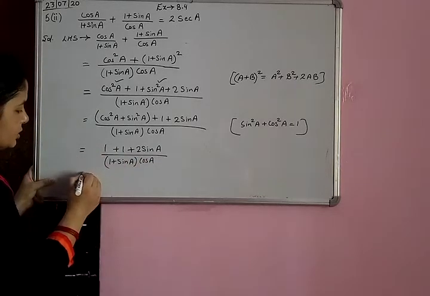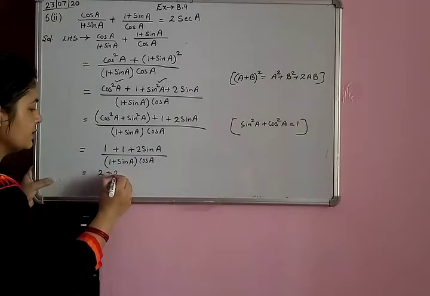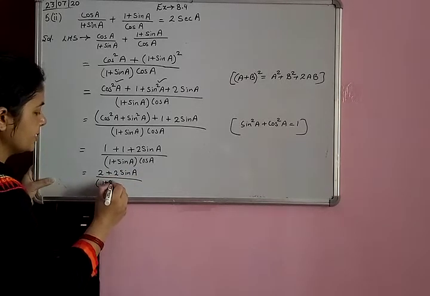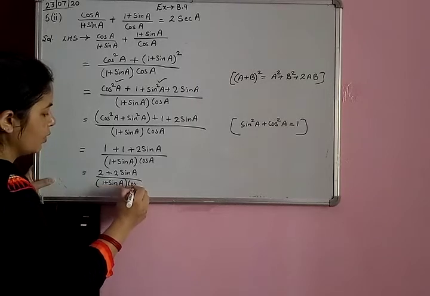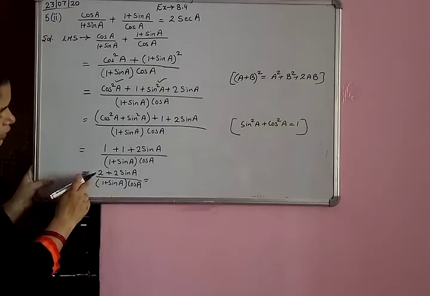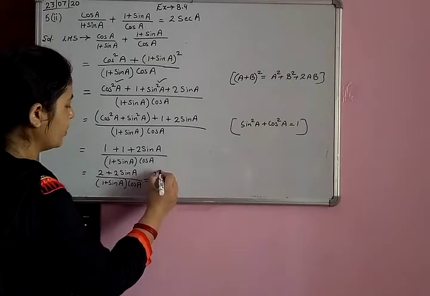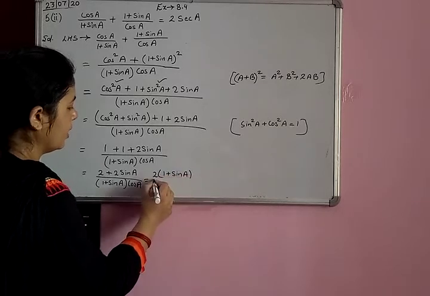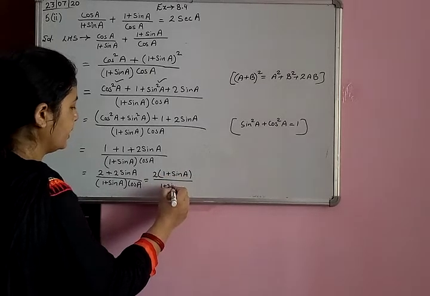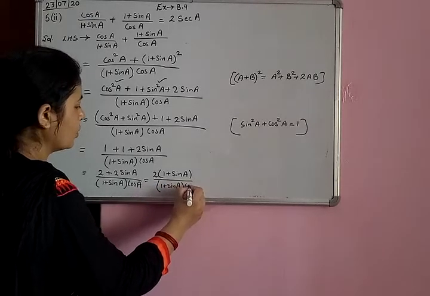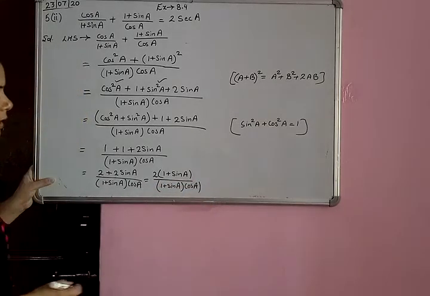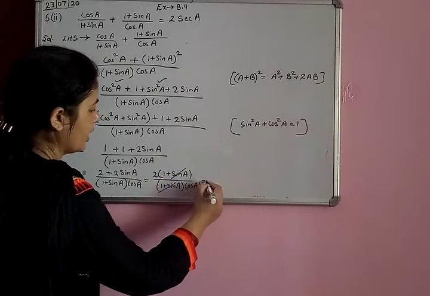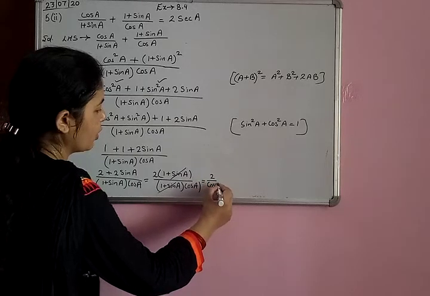Now 1 plus 1, 2. So 2 plus 2 sin A upon (1 plus sin A) into cos A. Now you can see that in numerator we can take 2 common. So 2 common in the numerator. Then we have (1 plus sin A) upon (1 plus sin A) into cos A. Now look at the numerator and the denominator carefully. 1 plus sin A, 1 plus sin A cancel. So we have 2 upon cos A.